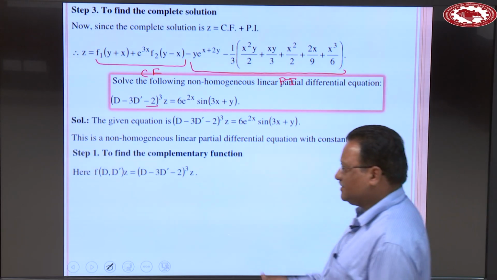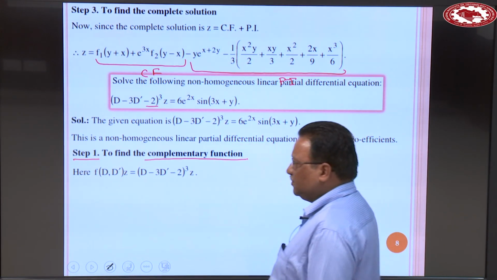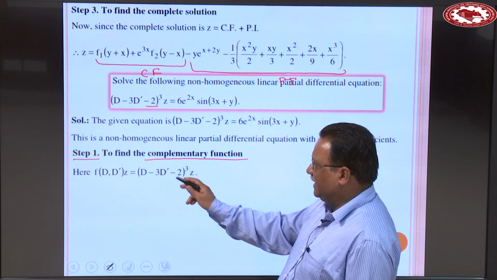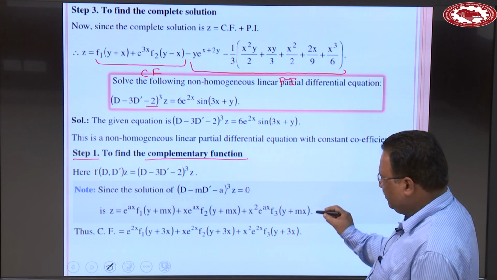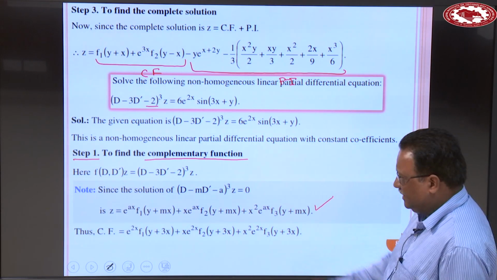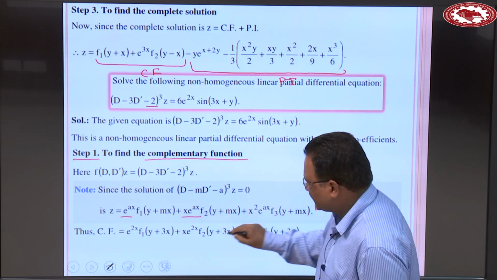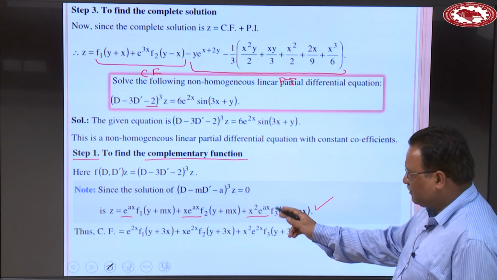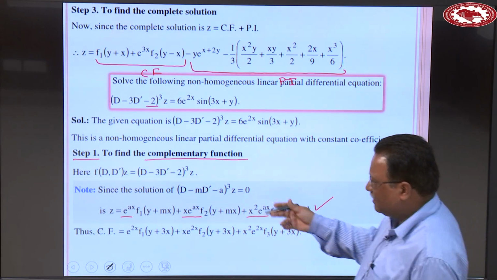So the first step is, as usual, step 1: find the complementary function. So here we know f(D, D') z is equal to (D - 3D' - 2) cubed z, right? And we know how we can write the solution. If this cubed z is equal to 0, then the first term is like this, the second term is x times this, and the third term is x square e raised to power ax times a function of y plus mx. So use this method to evaluate the complementary function.